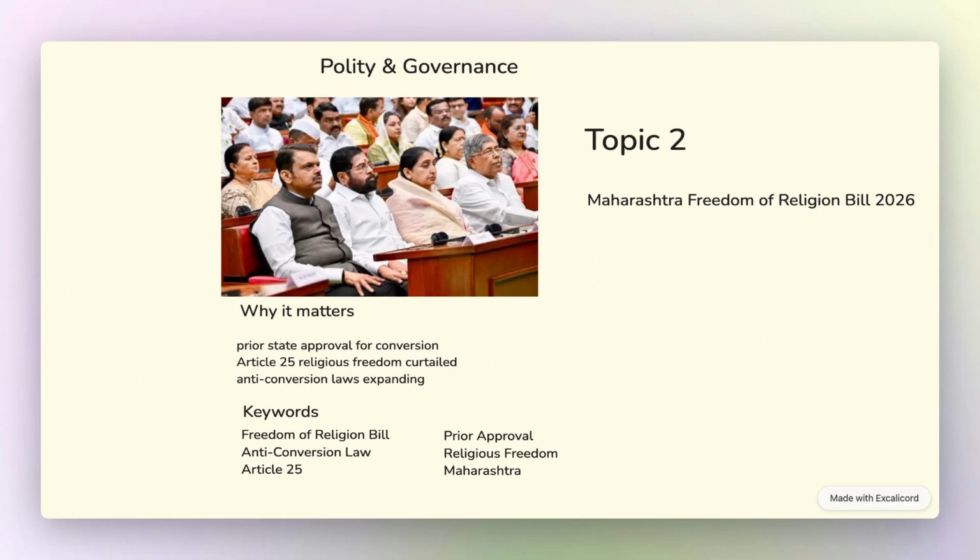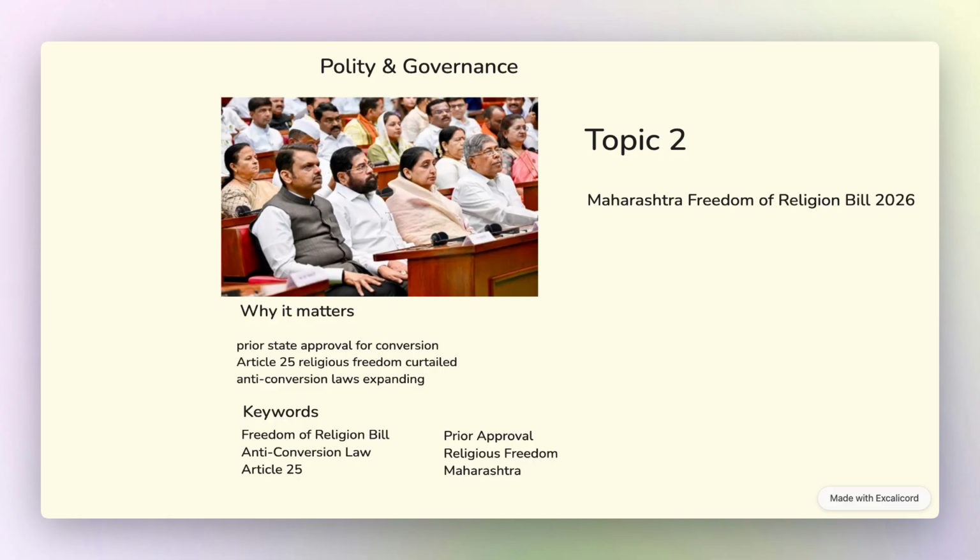Then we have the Maharashtra Freedom of Religion Bill. Maharashtra has passed the Freedom of Religion Bill, requiring individuals to obtain district magistrate approval before converting to another religion. The law mandates police verification of conversion request, creates offense of forced conversion with imprisonment up to 10 years, and places burden of proof on the accused to demonstrate conversion was voluntary.